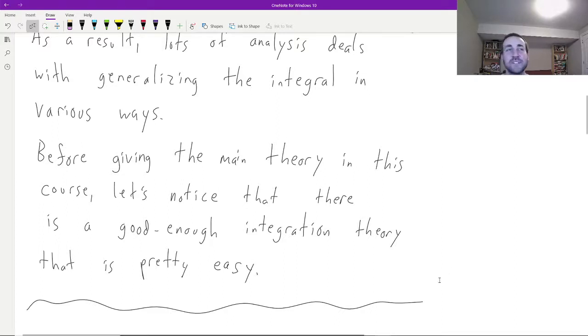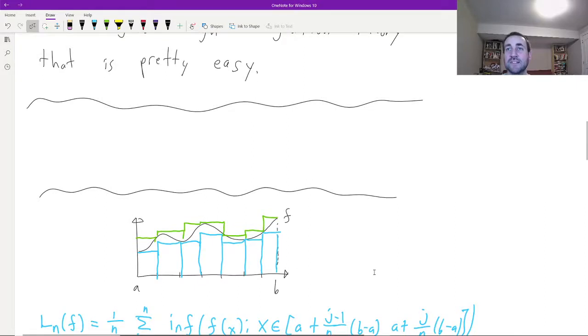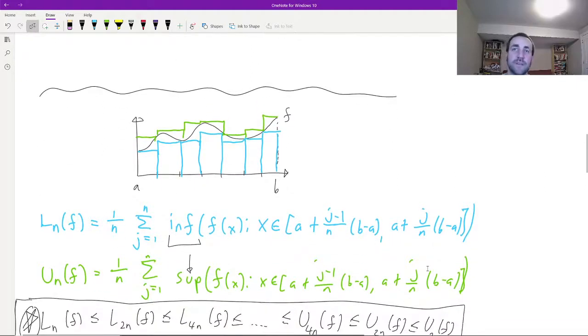And in this video, I'm just going to give a really short, intermediate version of the integral, which is pretty easy and is good enough for a whole lot of functions that you might be interested in. So this is easier than the theory we're going to cover in the rest of the class, and it's good enough for most purposes. So here's a picture.